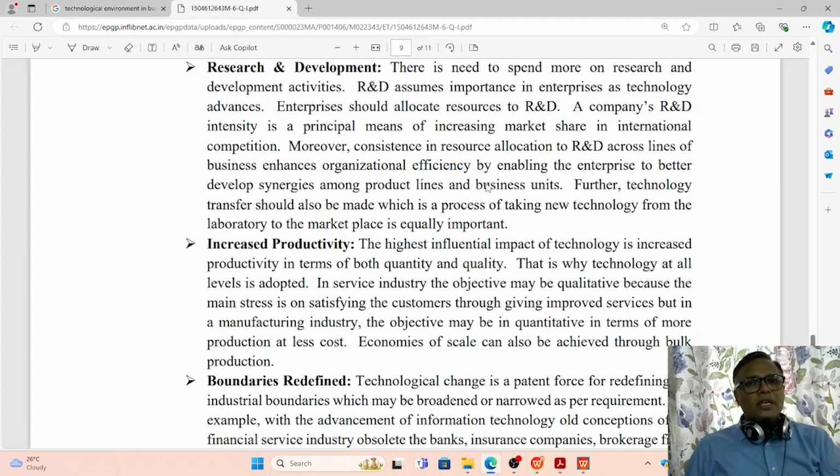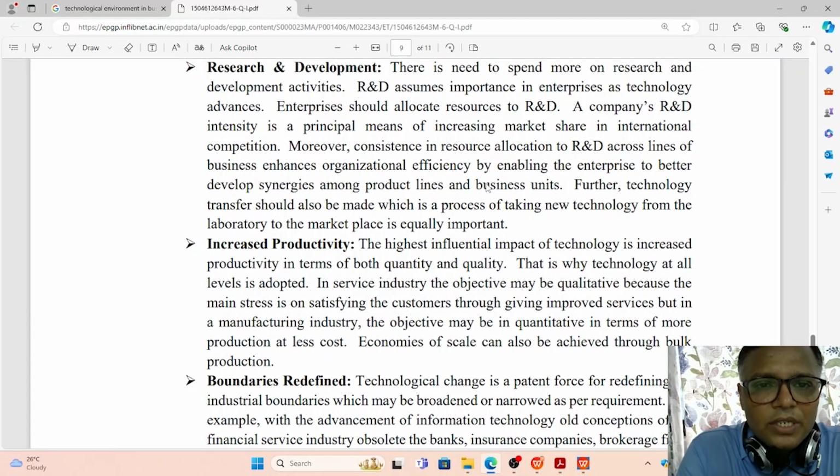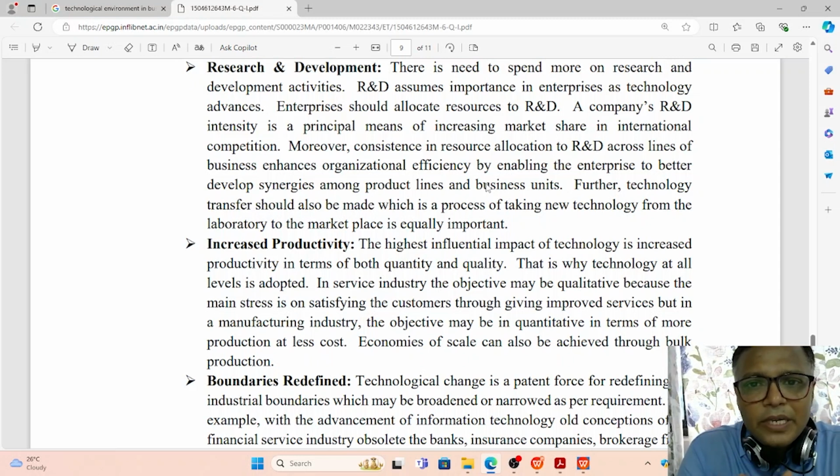First is the R&D. There is a need to spend more on research and development activities. R&D assumes importance in enterprises as technology advances. Enterprises should allocate resources to R&D. A company's R&D intensity is the principal means of increasing market share in international competition. Moreover, consistency in the resource allocation of R&D across the lines of business enhances organizational efficiency by enabling enterprises to better develop synergies among product lines and business units.